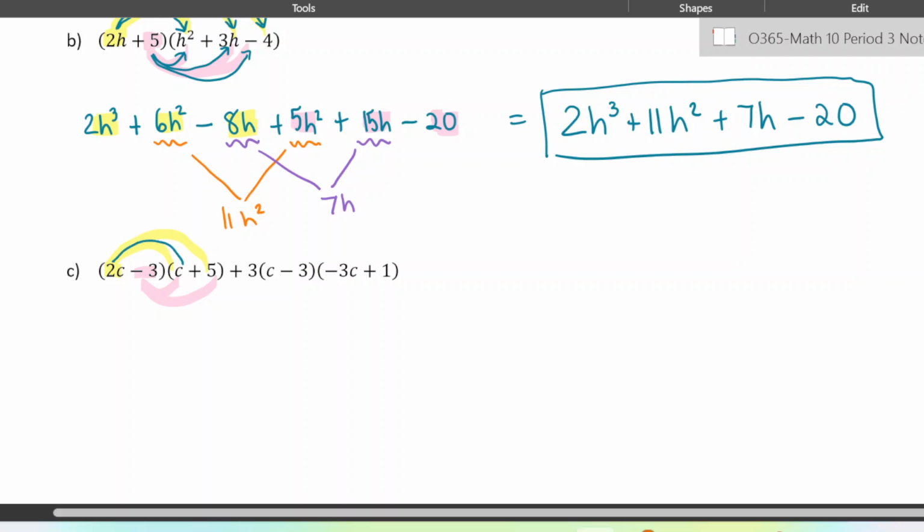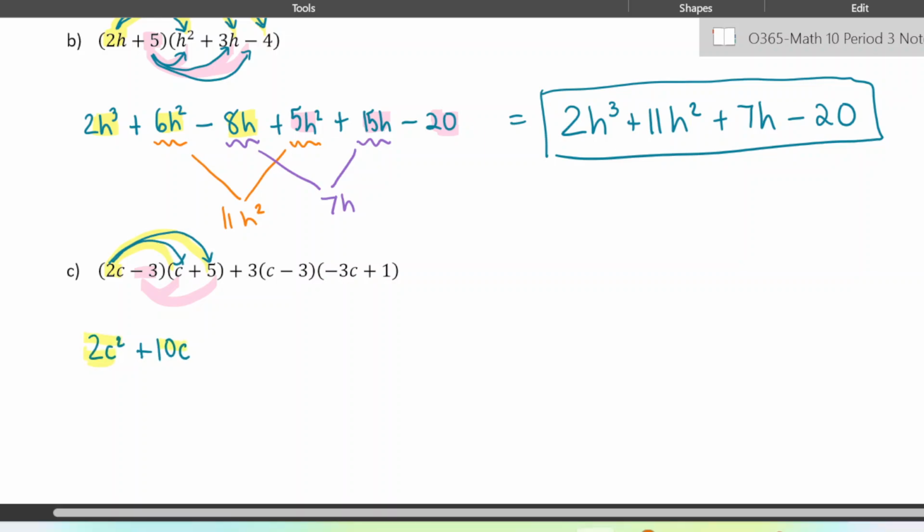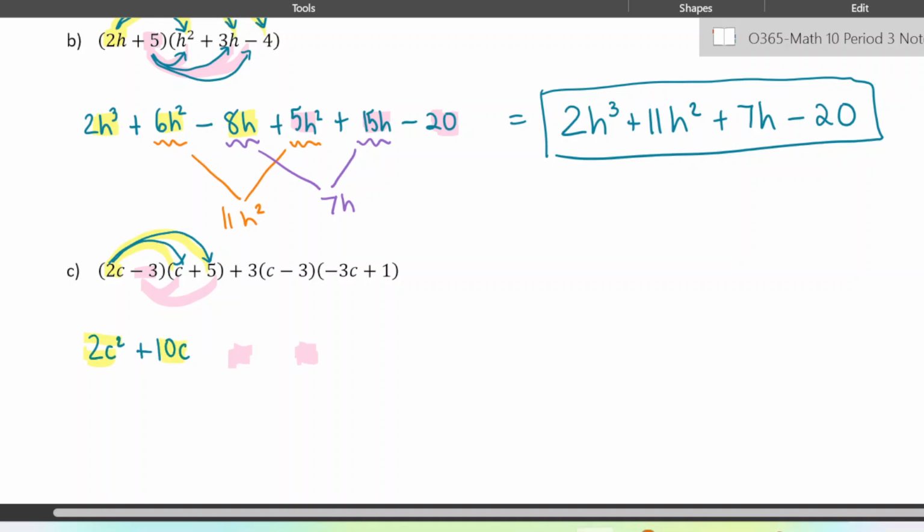Okay, so let's write out what we'd have here. So we'll have 2c squared in yellow, 2c times 5, so 10c. I'll make sure I keep my colors consistent. Okay, let's look at the pinks. So I'll have -3c and -15.